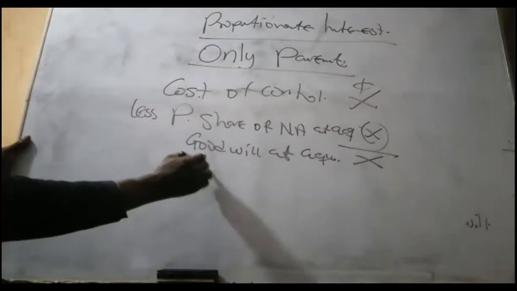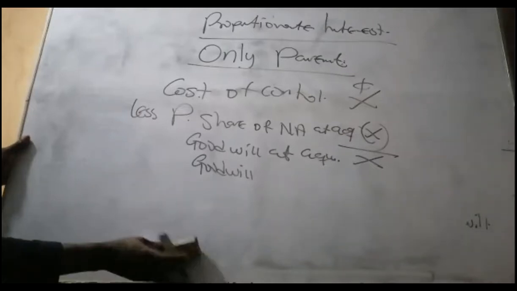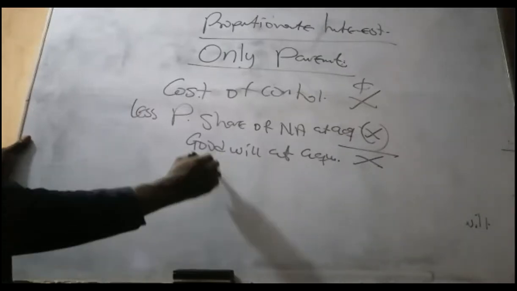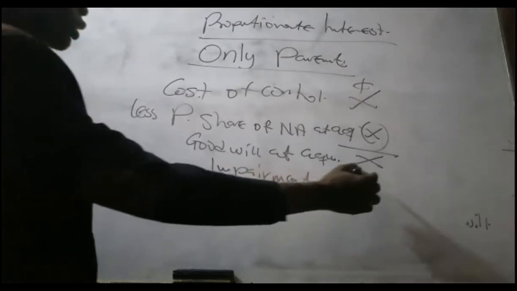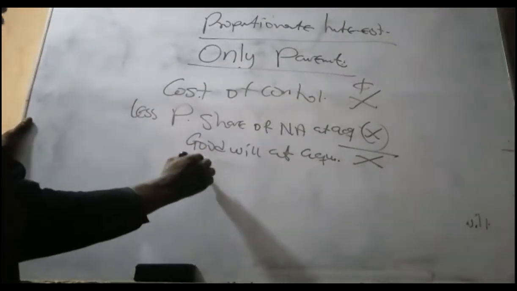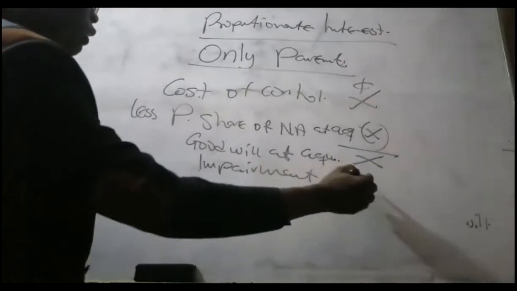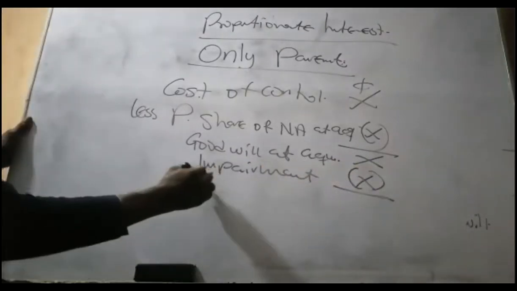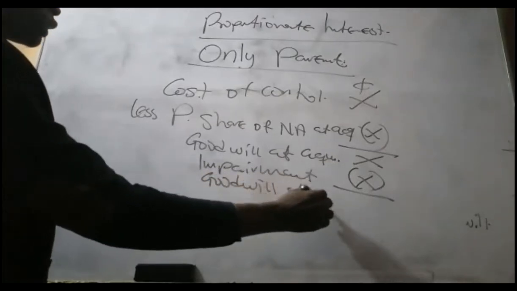Then sorry, the impairment. Not goodwill. Impairment. Now this is only the parent's impairment loss. Less it to get goodwill at reporting. Goodwill at reporting. You are done.